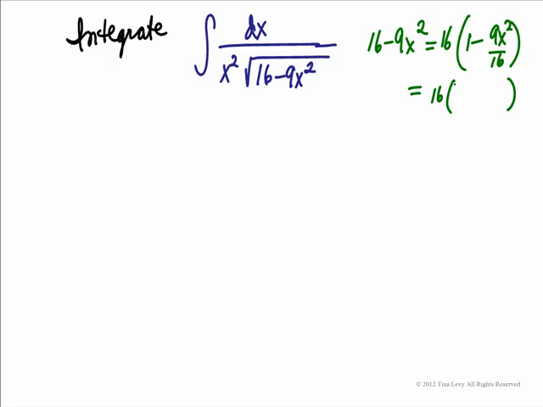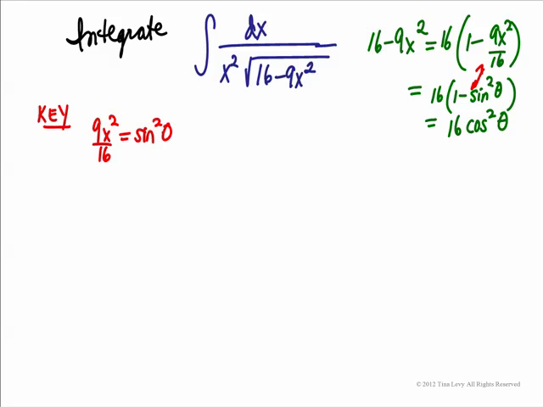Now we can see with the 1 minus that it's 1 minus sine squared theta, which will be 16 cosine squared theta. Now we're going to create the key for this. The first step for the key is to put the trig expression for the x squared part. So we have 9x squared over 16. That gets substituted with sine squared. Next step, before we go further, is to take the square root, and that gives us 3x over 4 is sine of theta.